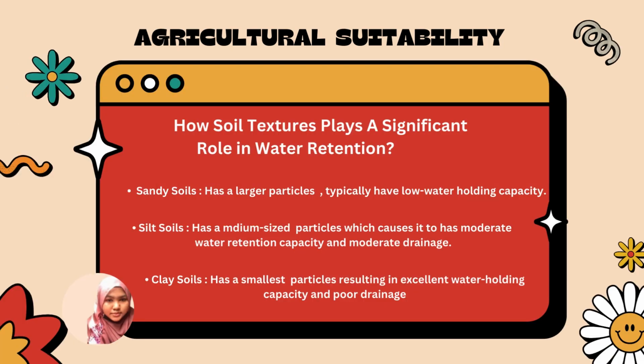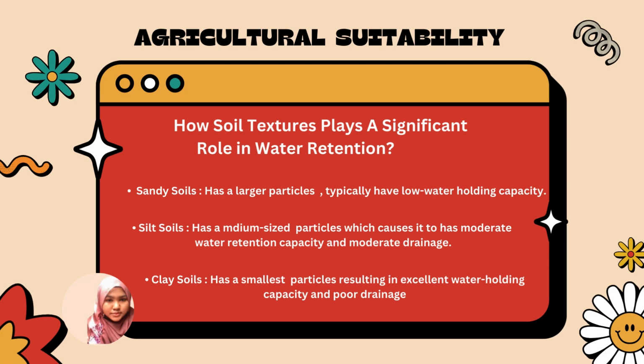How does soil texture play a role in water retention? Soil texture plays a significant role in water retention. Each of these soils, namely sand, silt, and clay, has a unique characteristic that influences water retention in the soil. First, sandy soil. Sandy soil has larger particles. The coarse texture of sandy soil leads to larger pore spaces between the particles, allowing water to drain quickly through the soil. As a result, sandy soils have low water holding capacity and tend to dry out faster.